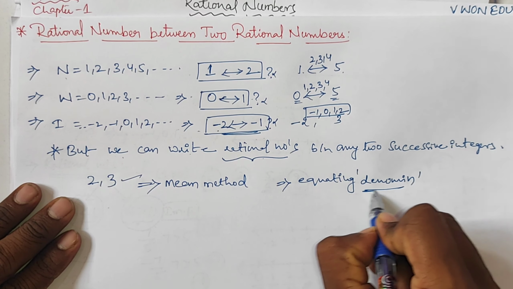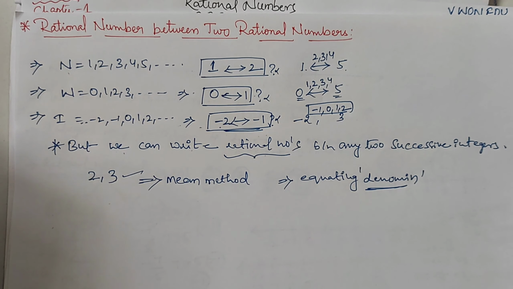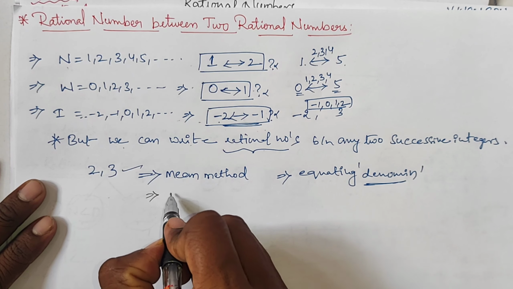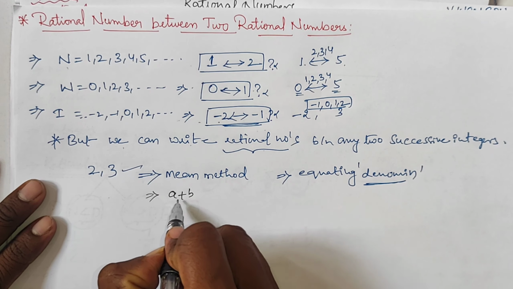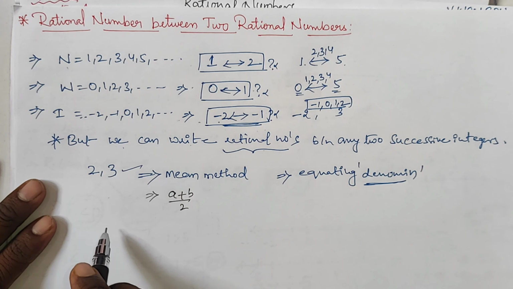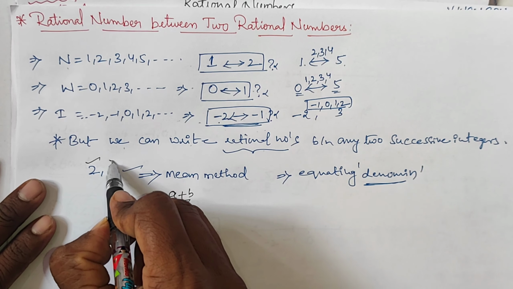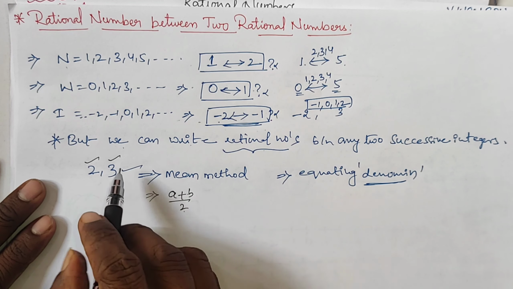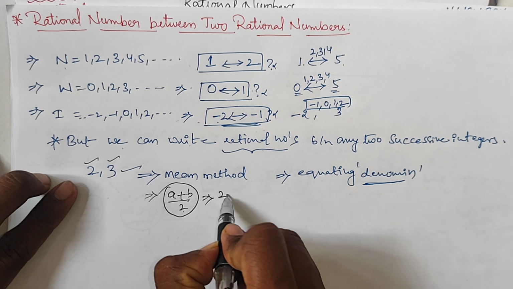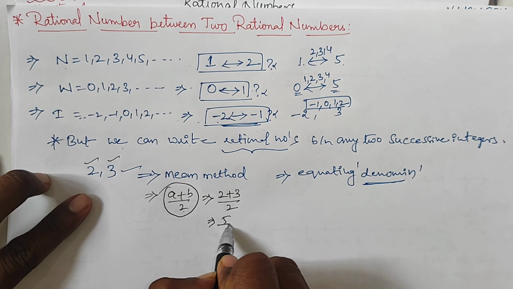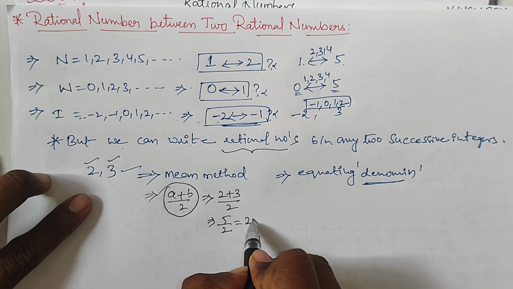Equating denominators. We have these two methods. The first one is the mean method. The mean method is simply the average, that is, (a + b)/2. The first number is called a, the second number is b. The sum of these two: a is 2 and b is 3, so (2 + 3)/2, which is 5/2.